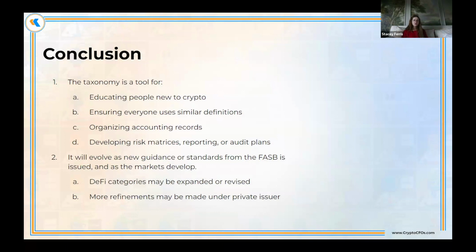So, conclusion, the taxonomy is a tool. I can't believe I'm actually going to finish on time. I have sped talk for a lot of this, so my apologies if I was moving a little fast. The taxonomy is a tool for educating people new to crypto. I use the taxonomy in the class that I was teaching at University of Maryland.